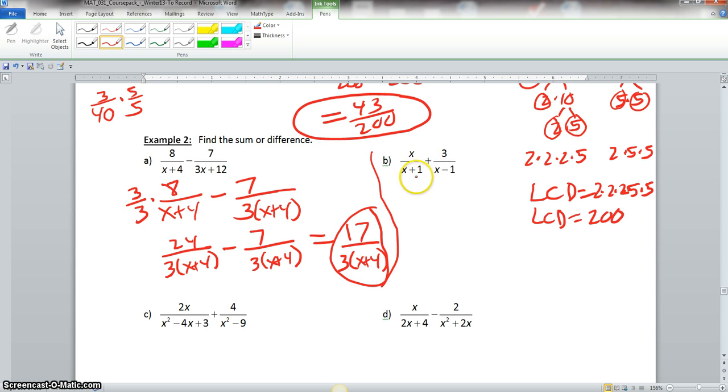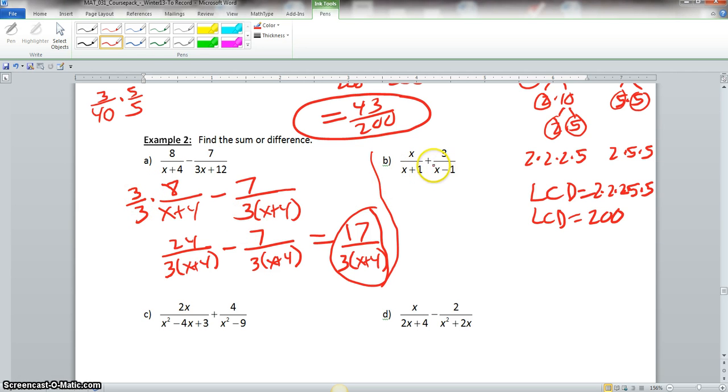Now we come here to b. Now if you notice, our denominators are different. We have x plus 1, and we also have x minus 1. Now, remember, we cannot do individual terms. We could do factors like we did over here. We were able to find the factor that was missing and multiply the numerator and denominator by that factor.